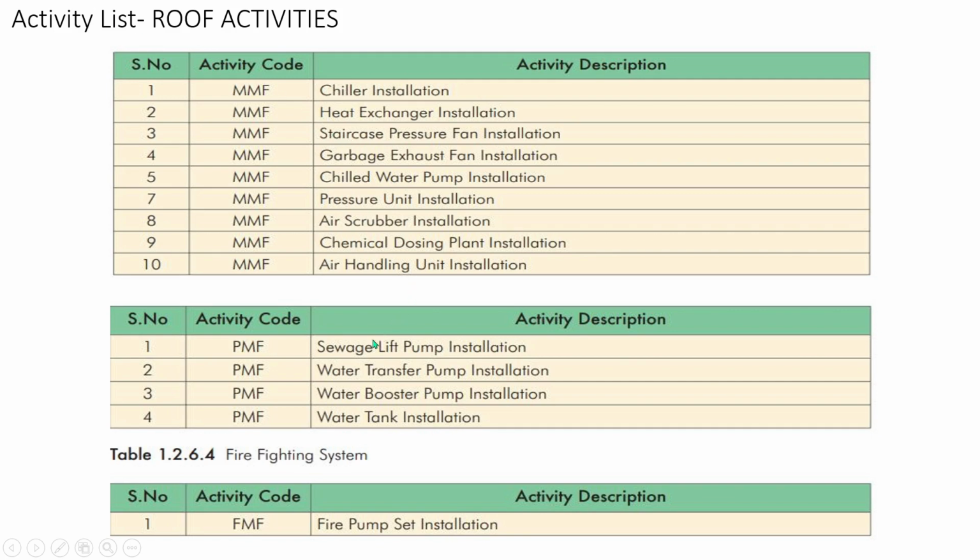So these kinds of plumbing related equipment: sewage lift pump installation, water transfer pumps, water booster pump, and water tank. In our case, the water tank shall be GRP or else PRP. Now mostly on the roof we will not construct any concrete tanks. Then fire pump set installation.